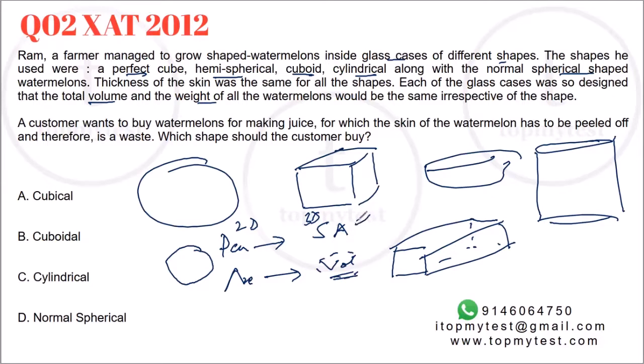You need to minimize the surface area, peel off the skin of the watermelon as much as possible, so the one which has the lowest amount of skin will be the one. Now in a two-dimensional space, what happens? For a given area, a circle has the smallest perimeter. Similarly, for a given volume, a sphere will have the smallest surface area.